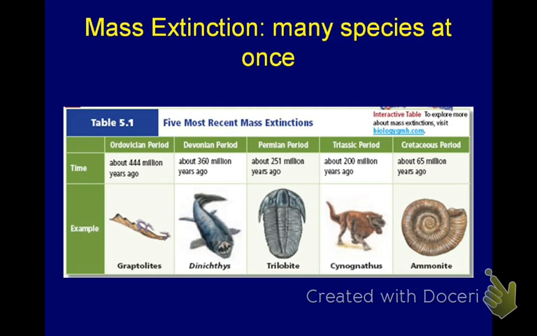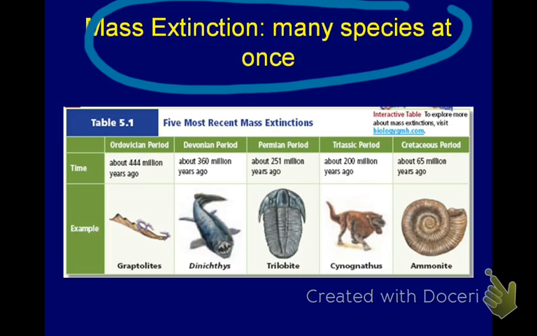Mass extinction is another way that biodiversity is lost. This is what we see throughout the geologic time scale, where we see many species going extinct at once. And the 5 most recent mass extinctions, this one right here, 65 million years ago, is when a meteor or some kind of extraterrestrial object is thought to have hit the Earth and kicked up a bunch of sediment, blocked out the sun, caused massive climate change, and wiped out the dinosaurs.